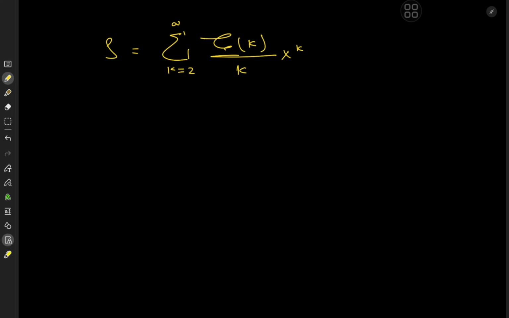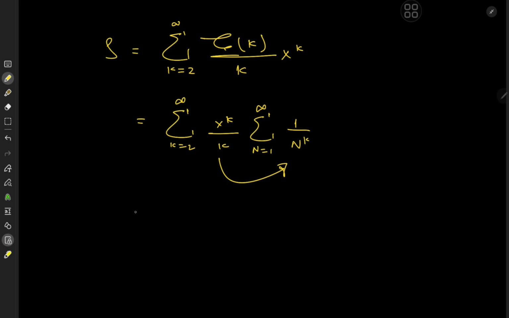We have the sum over k from 2 to infinity of zeta(k)/k times x^k. So the first thing I'd like to do is expand the zeta function itself. So we'll write this as the sum over k from 2 to infinity of x^k/k times the sum over n from 1 to infinity of 1/n^k. We can multiply out these two inside, so we have the sum over k from 2 to infinity, sum over n from 1 to infinity of x^k/(k n^k).